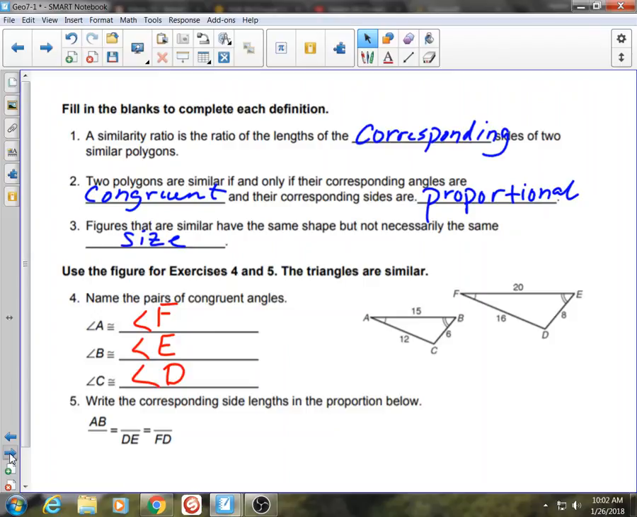But what we want to do is talk about number 5. We want to write the corresponding side lengths as a proportion. When we write as a proportion, we're writing them as fractions. I want to write a fraction to represent the proportion of the side lengths. Brianne, do you have an idea what we'd put under AB? She's saying AB corresponds to FE. That looks good.